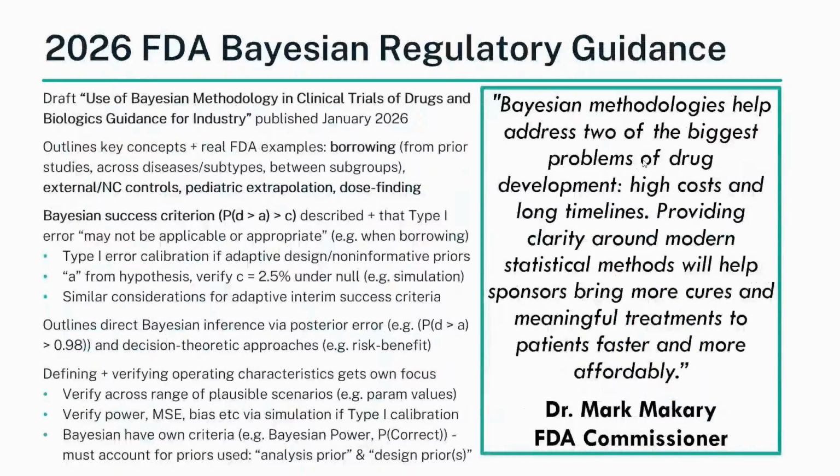And this does cover all stages, but it's particularly important, I think, for confirmatory trials. This draft guidance, Use of Bayesian Methodology in Clinical Trials of Drug and Biological Products, guidance for industry, was published in January, so only a handful of weeks ago. If we'd done this a few weeks ago, we would have been predicting what's in it rather than saying what's actually in this draft guidance.